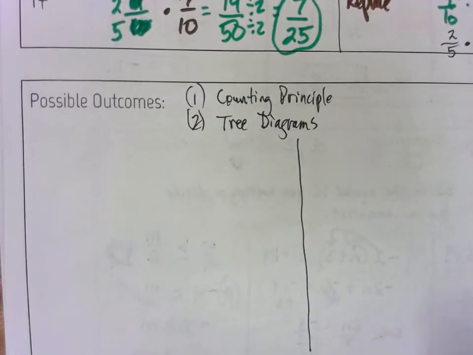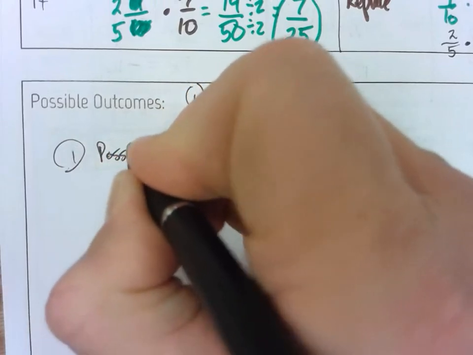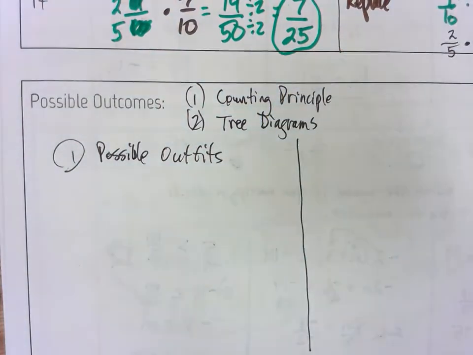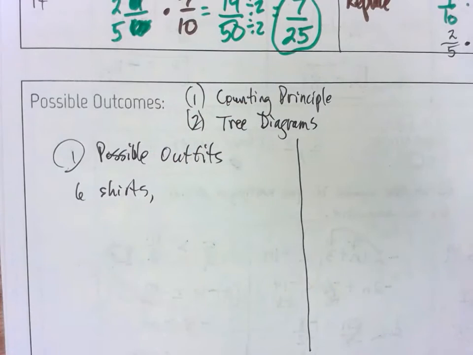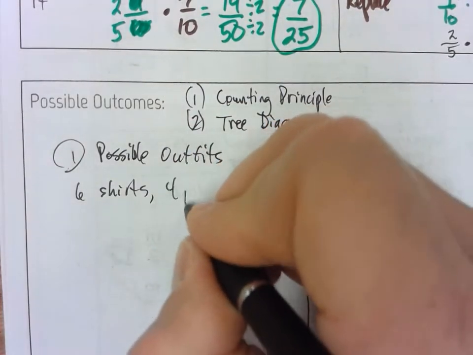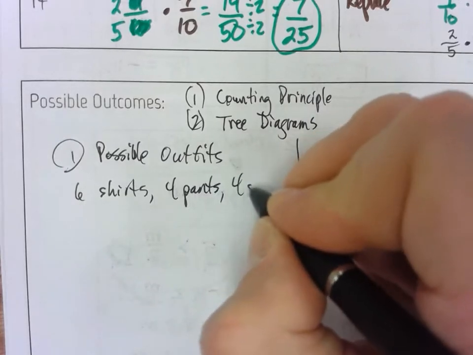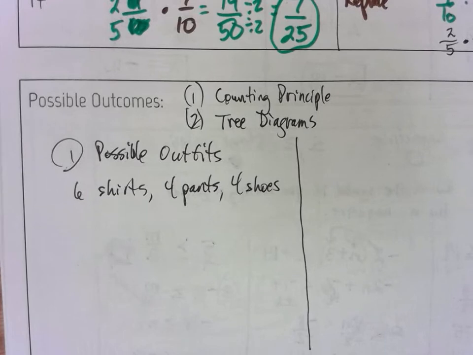So let's say you've got to figure out how many possible outfits you could make if you have 6 shirts, 4 pairs of pants, and 4 pairs of shoes. Okay, so how many different possible outfits can you make?